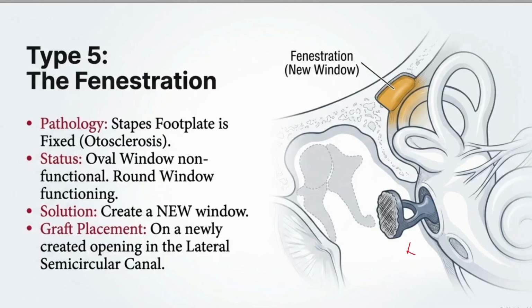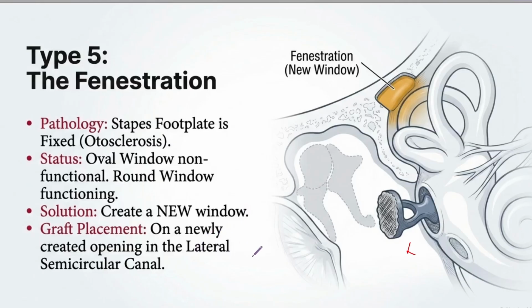So what do you do? You can't graft onto a wall. Well, if the front door is nailed shut, you cut a window in the side of the house. Sorry, what? That is literally the surgery. It's called the fenestration operation. Fenestra means window. Since the oval window is useless, the surgeon drills a new opening into the inner ear. Where? You can't just drill anywhere in there. They target a very specific spot, the lateral semicircular canal.